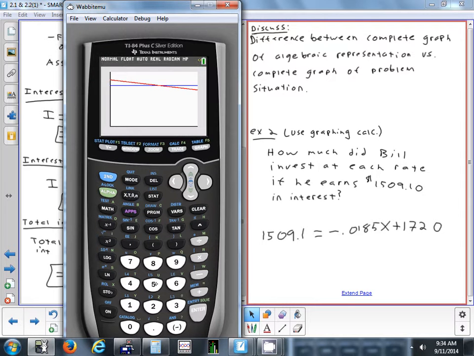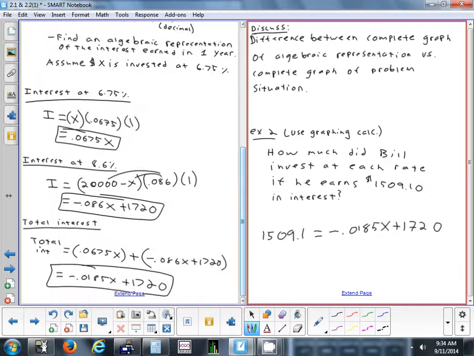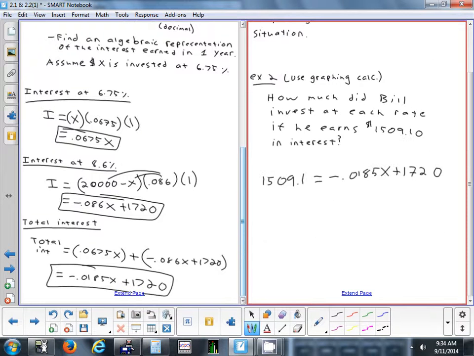Let's calculate the intercept. So it's $11,400. Okay, what is 11,400? In this problem specifically, it's x, but I have to go back and remember what x is. Okay, so your x is your principal amount of money that you've invested. So in your first equation at 6.75%, x is 11,400 multiplied by 0.675, the rate. In your second equation, x is 11,400 multiplied by negative 0.086, and then adding 1720.